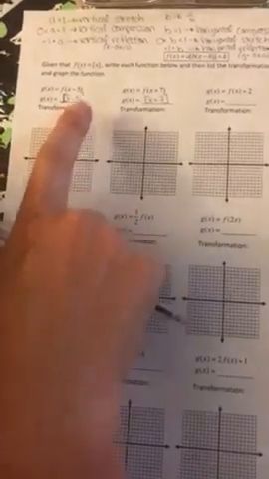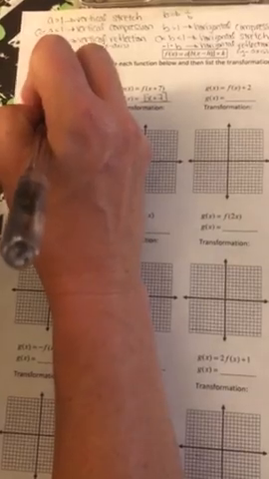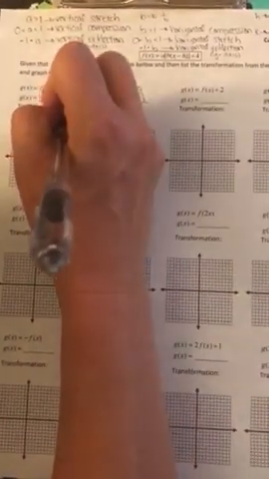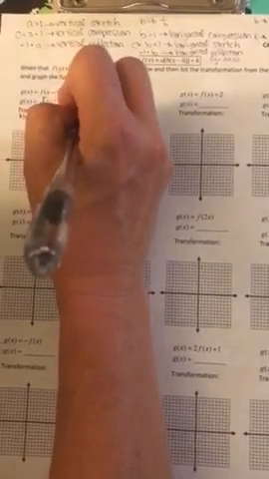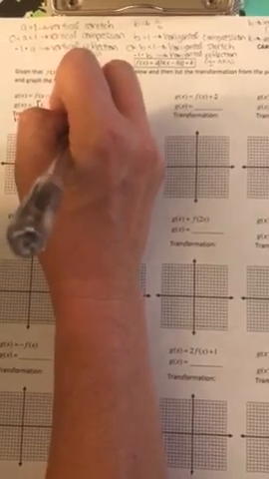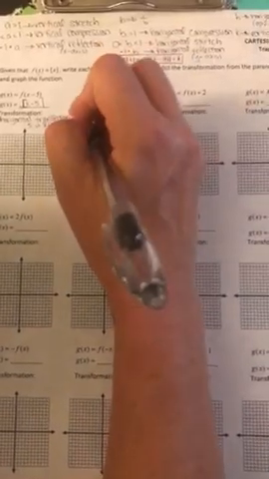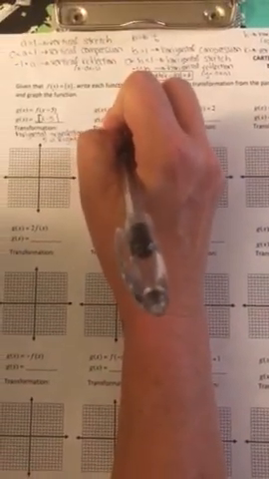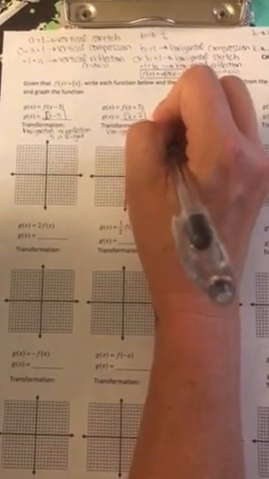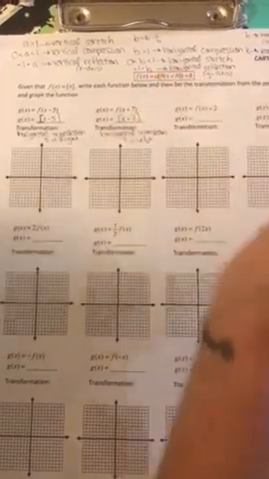If it's x minus 5, opposite sign, that means that we are going to have a horizontal translation 5 units right, because it has to be the opposite sign, which means that this one is going to be the horizontal translation 7 units left. Again, it's that opposite sign.